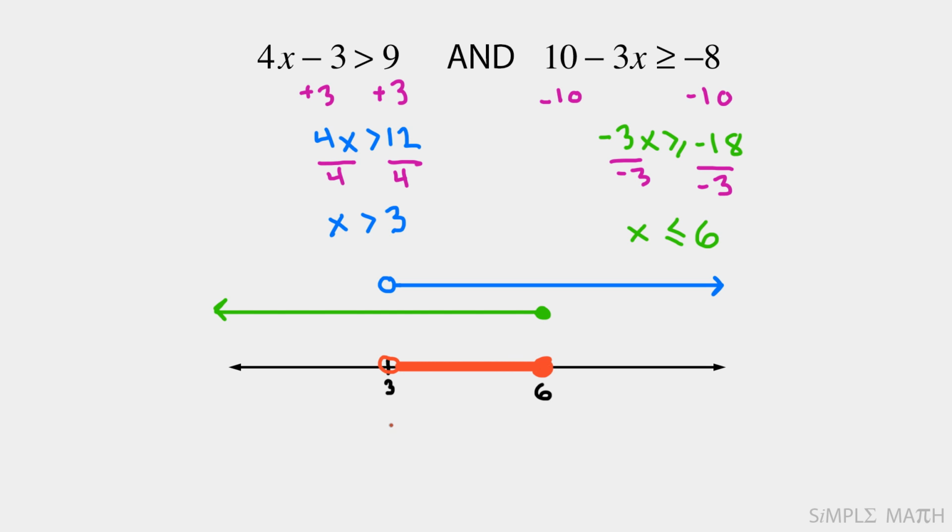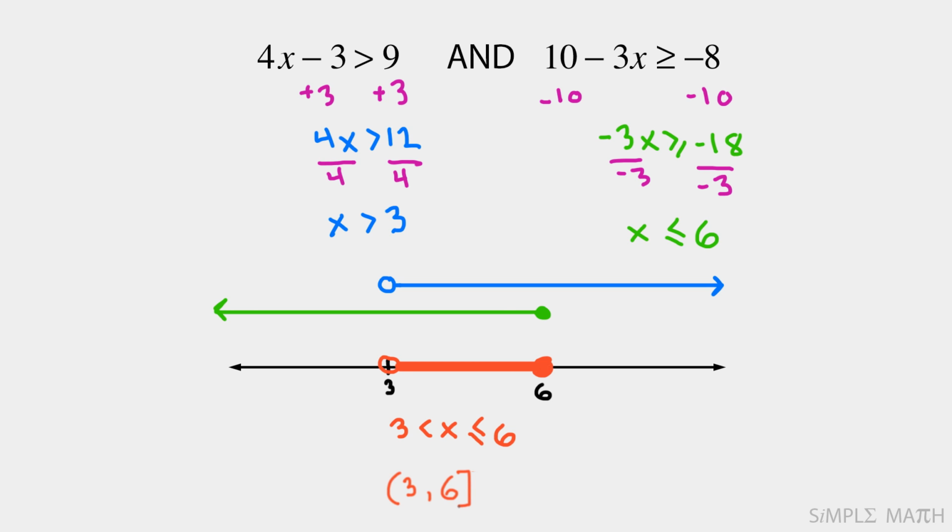First, in inequality notation, we write 3 is less than x, which is less than or equal to 6. Next, in interval notation, we write our lower bound 3 with parentheses because x can't equal 3, and then we write our upper bound 6 with a square bracket because x can equal 6.